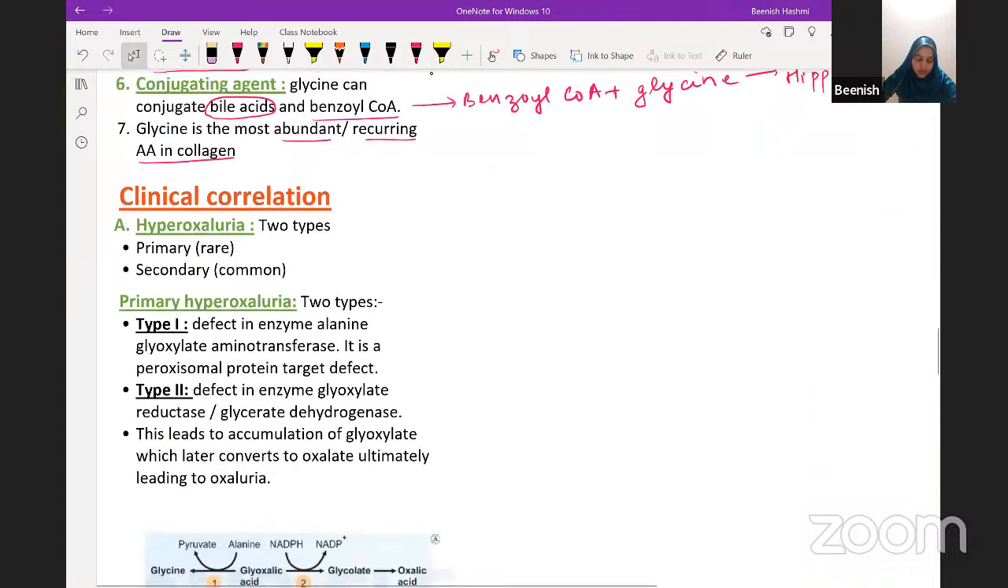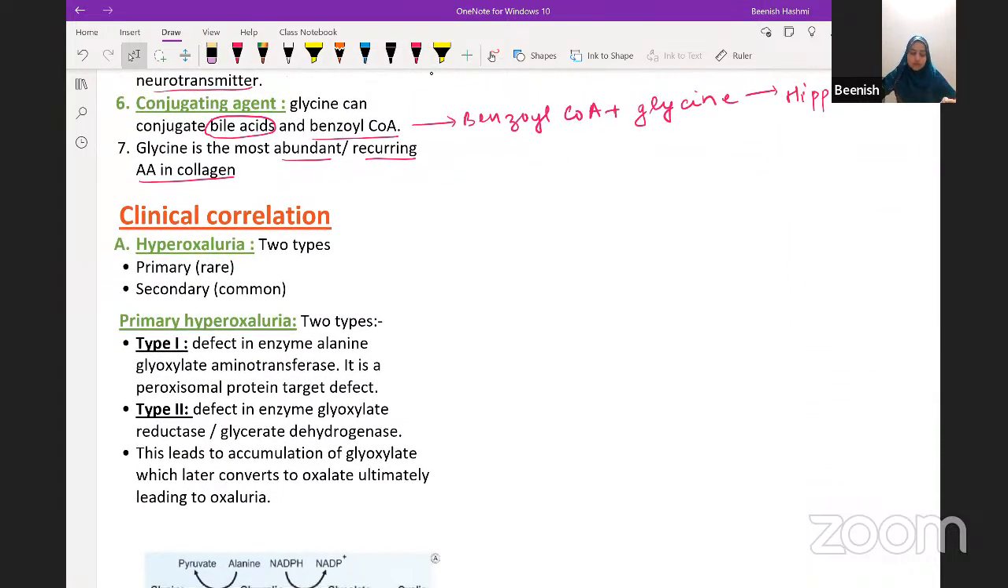Moving on to the clinical correlation. The first one is hyperoxaluria. It is of two types, primary, which is rare, and secondary, which is common. So primary hyperoxaluria is again of two types, type 1 and type 2. In type 1, the defect is in the enzyme alanine glyoxylate aminotransferase. Okay, it is a peroxisomal protein targeting defect. And in type 2, the defect is in the enzyme glyoxylate reductase, also known as glycerate dehydrogenase.